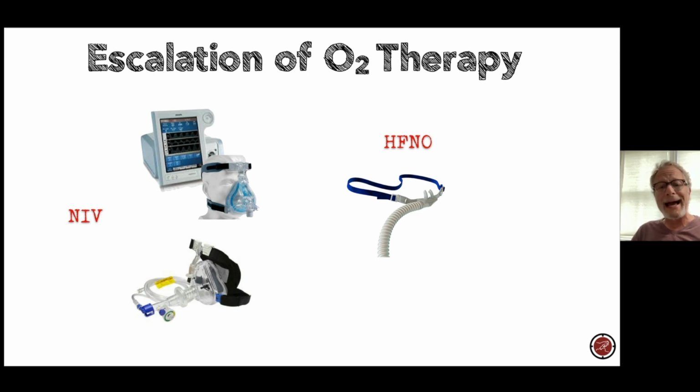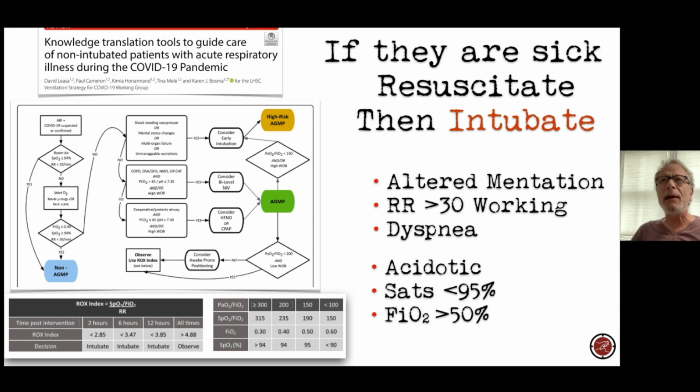So you might escalate to this as a transition in preparing for intubation, or as a definitive procedure to avoid intubation. So how do you make the decision as to who's going to be tubed or not? There are scores out there, and there are algorithms that you can follow. But if you look at the ROX score as an example, it uses saturations, FiO2, and respiratory rate.